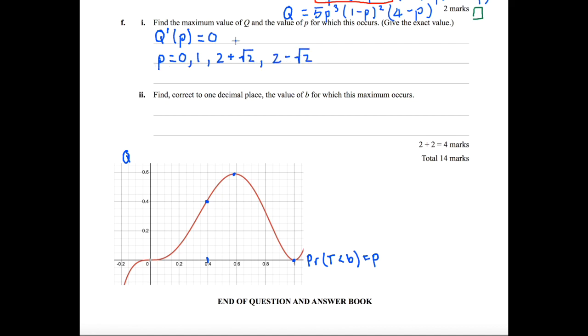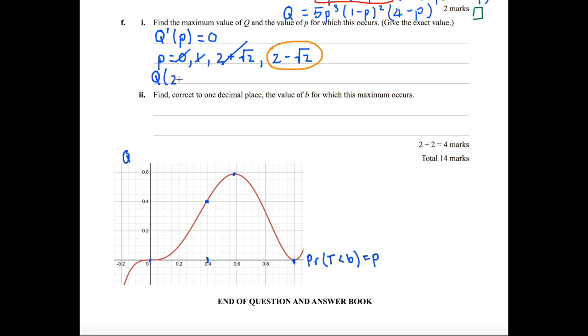Remember, these are all probabilities, so the one that we want is approximately around 0.6. Well, it's not 0, it's not 1, because that's at these points here. 2 plus root 2 would be greater than 1, so 2 minus root 2 is the only probability that sits strictly between 0 and 1. So anyway, my point now, what you do is you substitute that back into the original function Q.